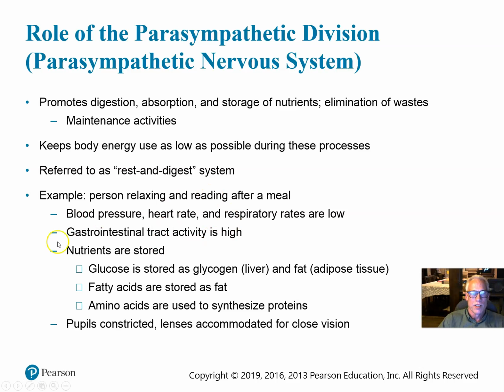The storage of nutrients. Glucose is stored as glycogen in the liver and as fat. Glucose is easily converted to fatty acids and then stored as triglycerides. Fatty acids that you consume in your diet are stored also as fat in your adipose tissue. Amino acids come in from the protein in your diet. This system promotes protein synthesis, storing away those amino acids, building. Also, it turns out that the parasympathetic nervous system constricts your pupils and accommodates your lenses. It's all about sharp, close-up vision for doing detailed tasks when you're at your leisure.